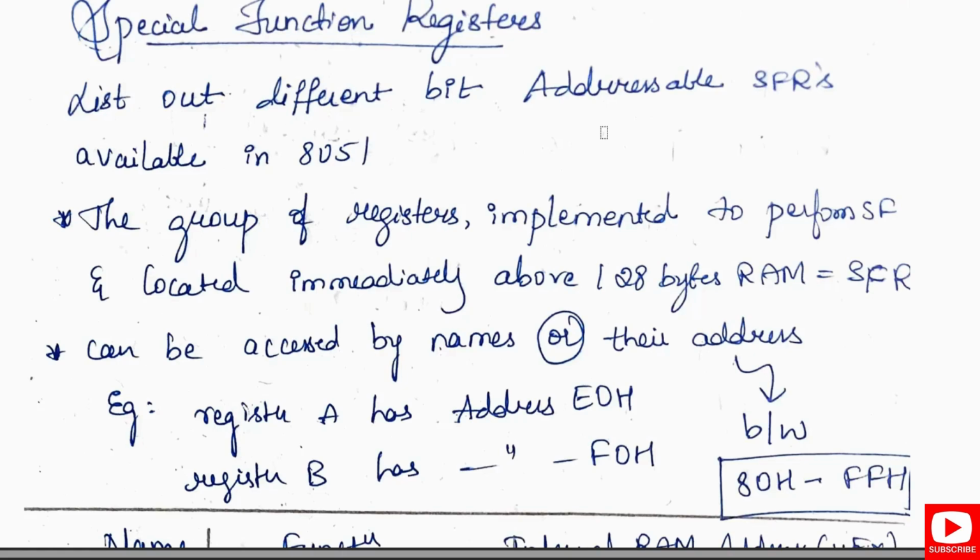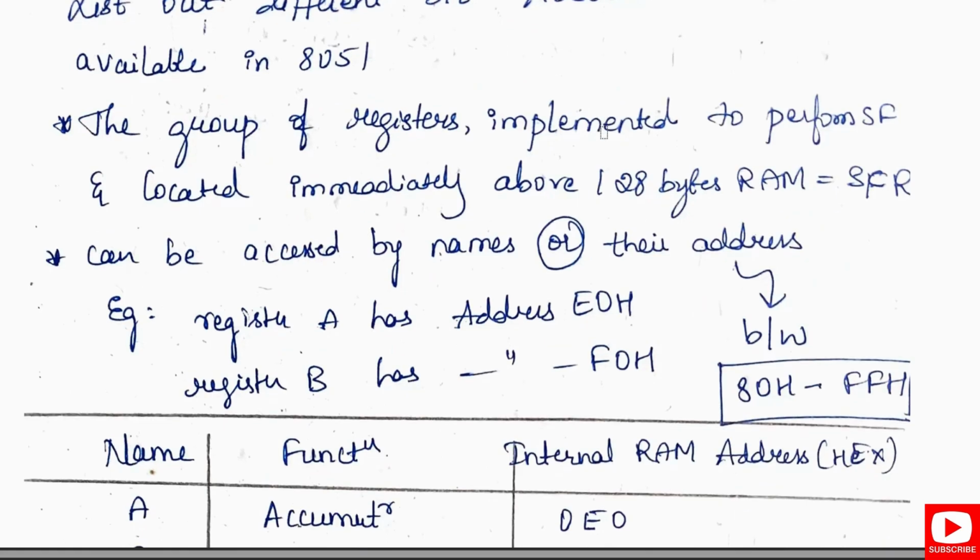Firstly, it may be asked like this, a question that was asked: list out the different bit addressable SFRs, that is special function registers, available in the 8051. The group of registers implemented to perform the special functions and located immediately above the 128 bytes RAM is the SFR. It can be accessed by the names or by the address. For example, register A can be mentioned as register A or with the address E0H, or register B with F0H.